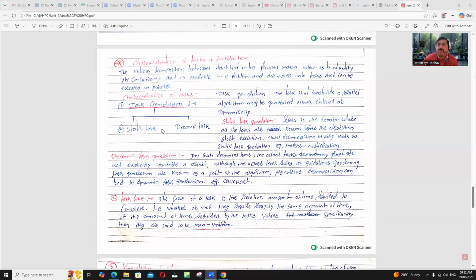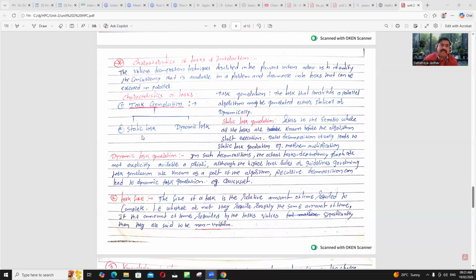So basically, there are two: one is static, and the second is dynamic task generation. In static task generation, we know all the tasks before we start execution of the algorithm. But in dynamic task generation, we do not know which tasks will be executed during the run. That is what is considered with dynamic tasks.